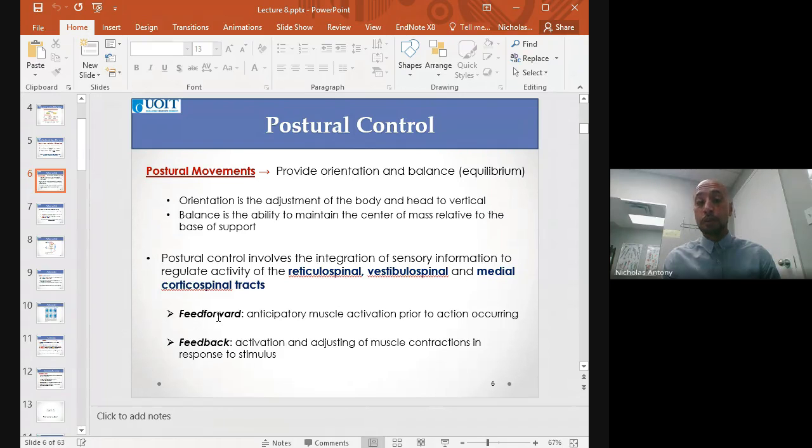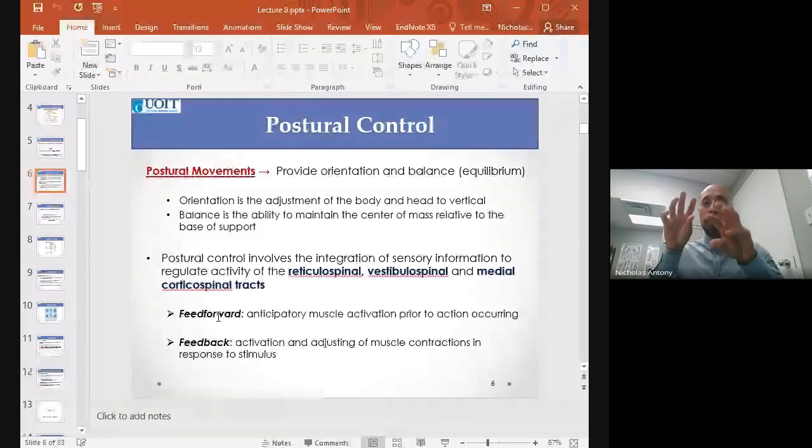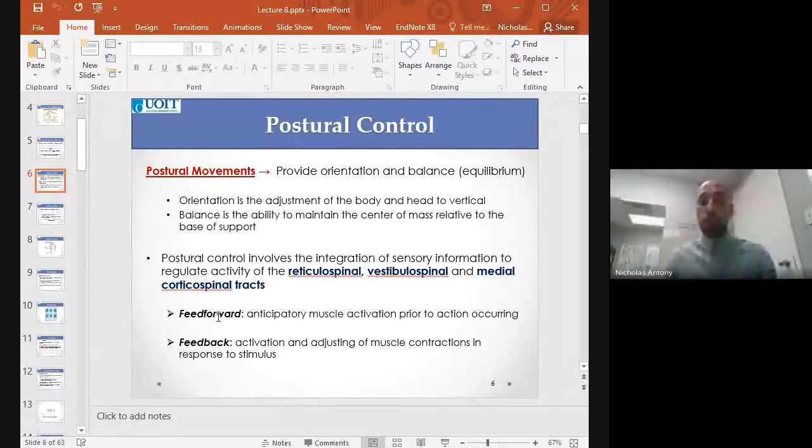Feed forward would be that, for example, when we decide what muscles we're going to contract from our motor planning areas, right? Our premotor cortex first looks at, okay, so this is the motion we want to do. We need to activate our core in this way, so that way we can perform that fine control. That would be feed forward. You're activating the core for an anticipated movement.